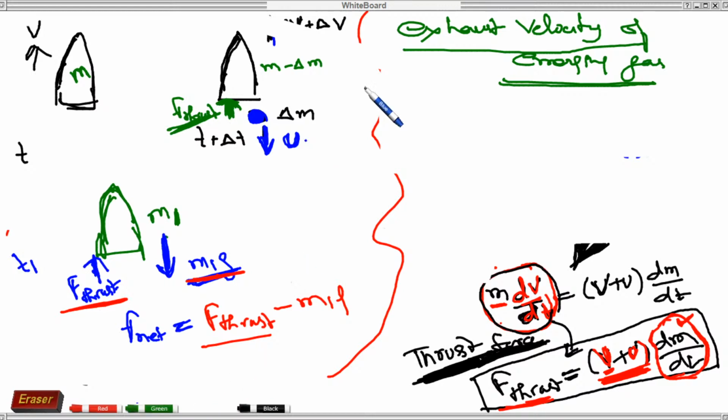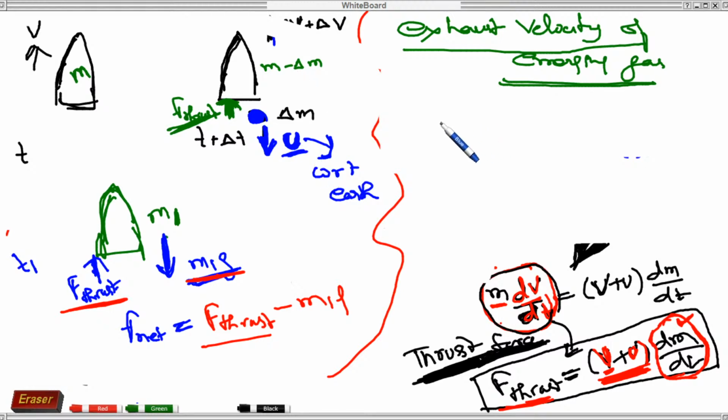Suppose this is the emerging gas, and this is the velocity with which it is coming out. But this velocity u is with respect to earth, which means as seen from earth, or in the frame of reference of earth. So this is not the exhaust velocity.